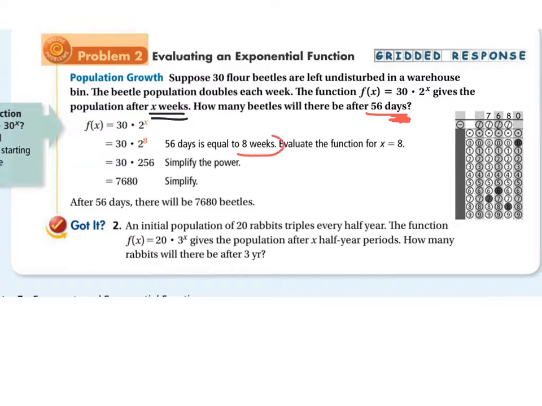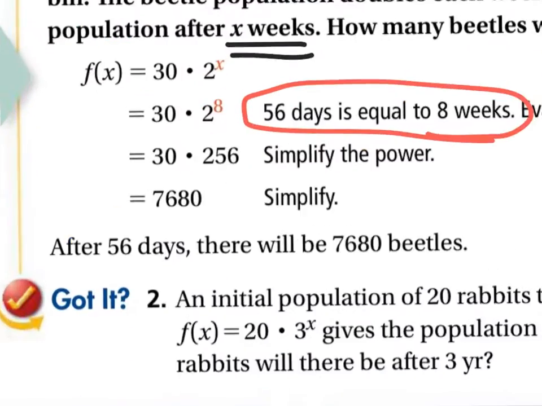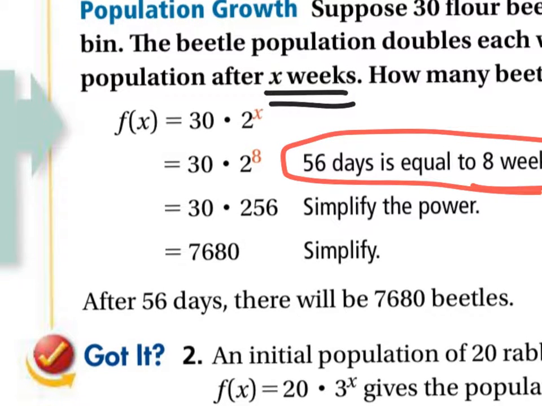So 56 days, if you do 56 divided by 7, which we should probably show so we don't just magically pull a number out of nowhere. So that's 8 weeks, and that's why they substituted an 8 in place of x. Remember, order of operations, we would do exponents before we multiply. So if we weren't allowed to use a calculator, we have to understand what steps we need to do. 2 to the 8th power, we multiply all those 2's together, we get 256. 30 times 256, we now have 7,680 beetles. Okay, it's getting out of control.